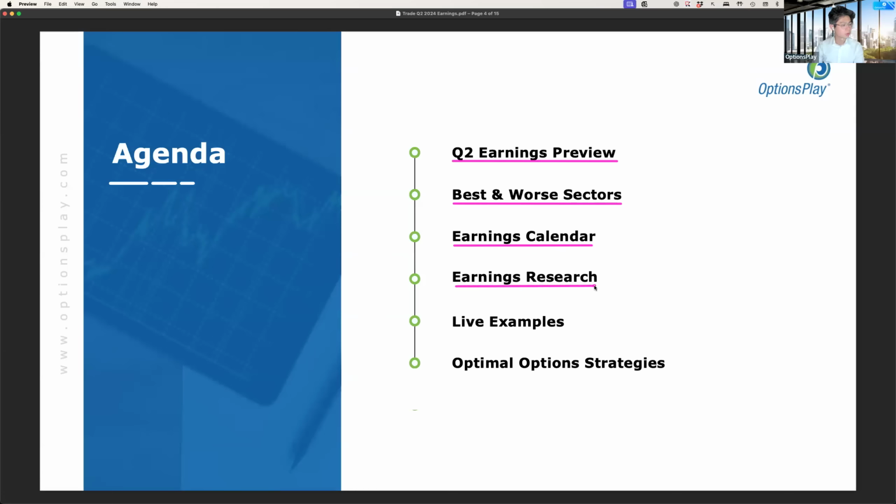Then I'll talk you through my process for earnings research, what I typically look for as I look at the earnings calendar and try to seek opportunities. Then we'll go through some live examples and show you the optimal option strategies that allow you to harness the volatility of the upcoming earnings season.